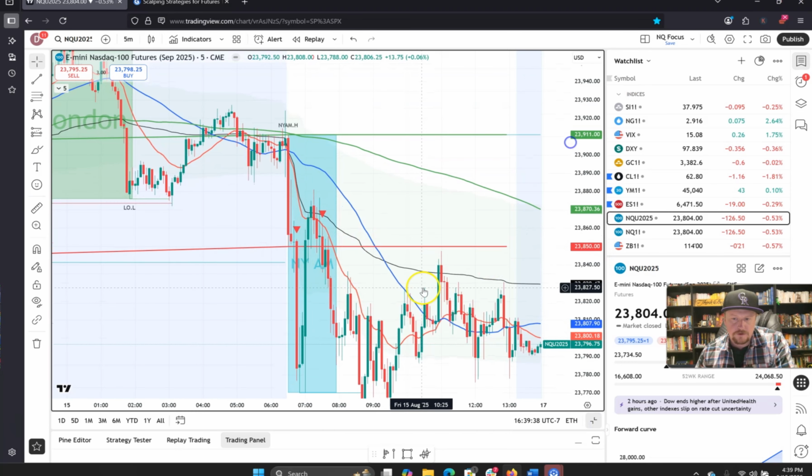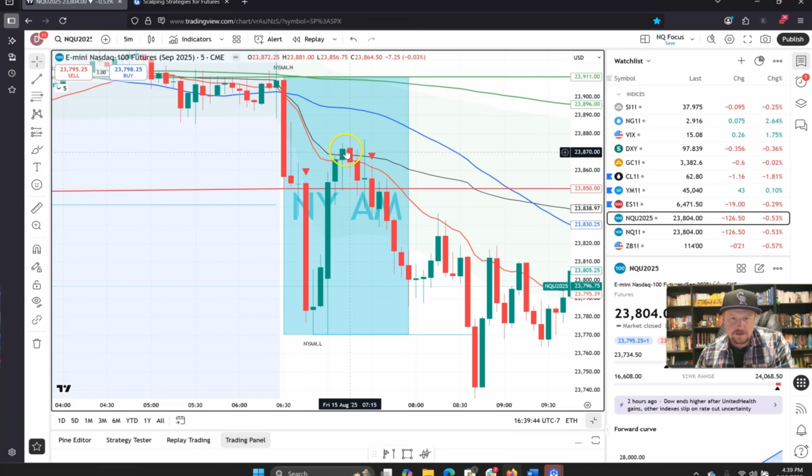I mean, here's a reverse order block. So you see how we have this big move down? Our order block is right here, essentially. This is our order block. And it is the body, not the wicks. The wicks tell the story, but the body is the meat.